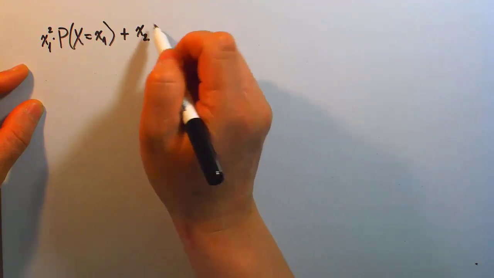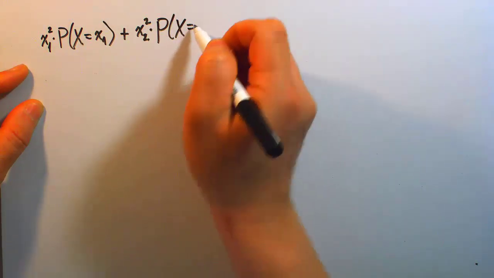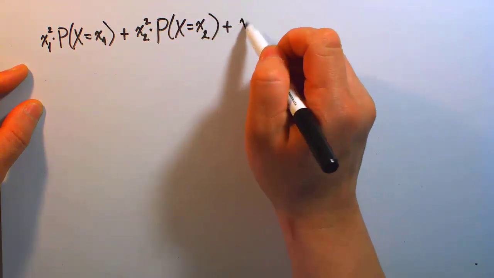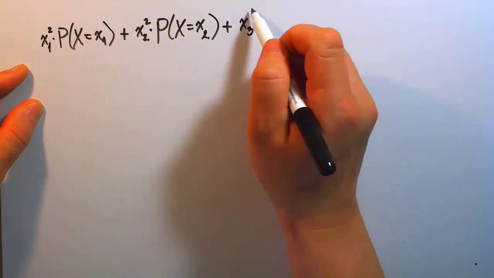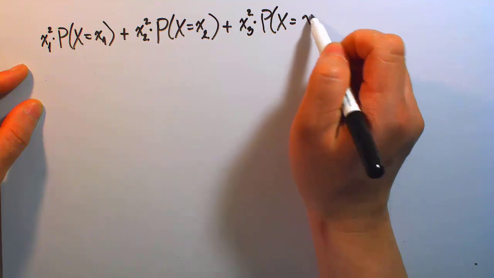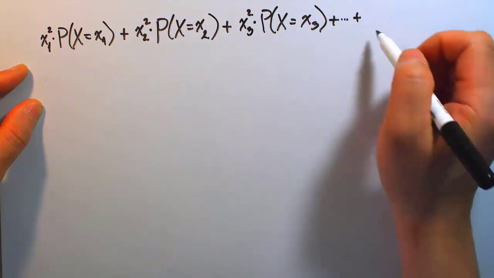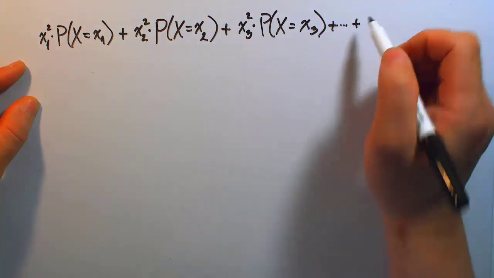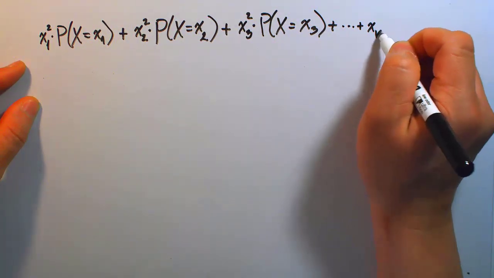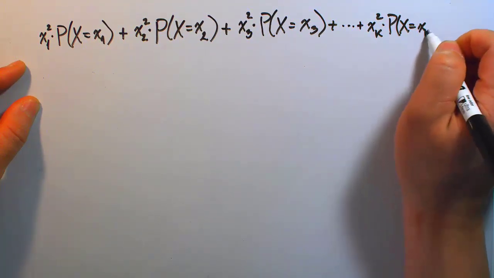Repeat: x2 squared times the probability when capital X equals x2, plus, then we move on to the third distinct data value x3, square the value, and multiply with the probability correspondingly for x3. And then we keep doing that until we reach the last one in our data, being xk squared multiplied with the probability when random variable X equals xk.